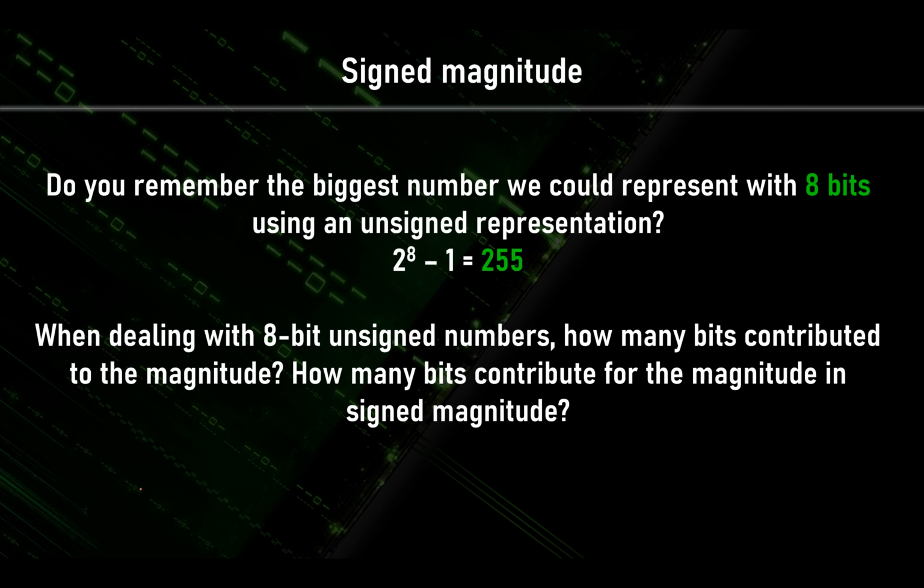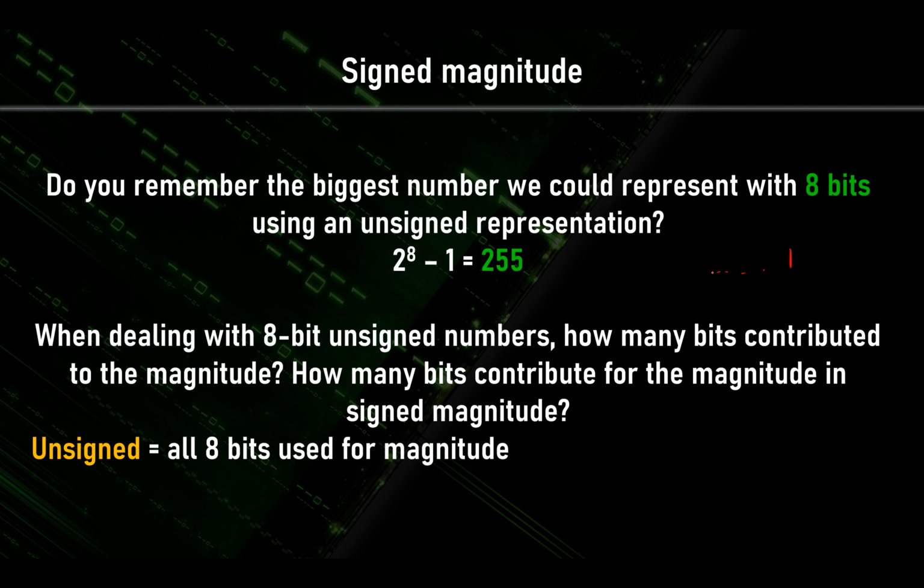Alright, so when dealing with 8-bit unsigned numbers, how many bits contribute to the magnitude? And if we think about signed magnitude, how many bits will contribute to the magnitude? In 8-bit unsigned, all 8 bits are going to be used for the magnitude. Because we have 1, 2, 4, 8, 16, 32, 64, up until 128. So all of these bits are going to contribute to the magnitude.